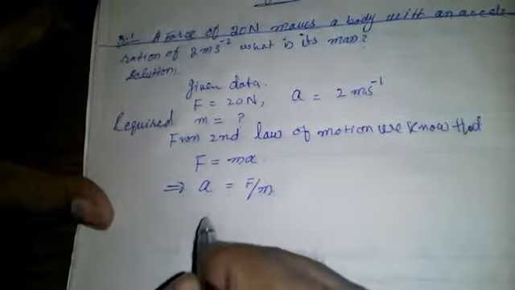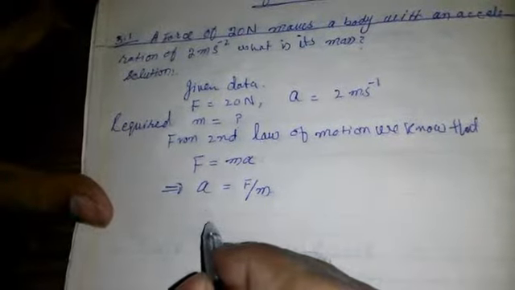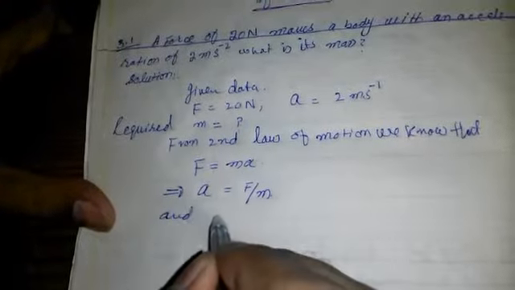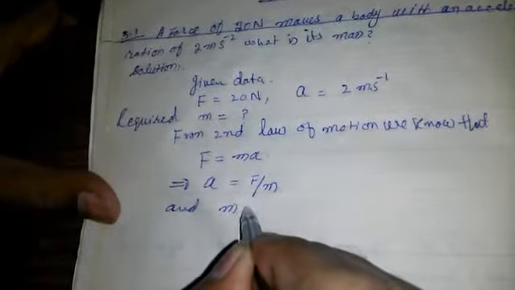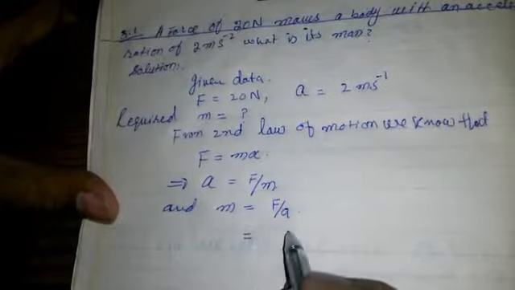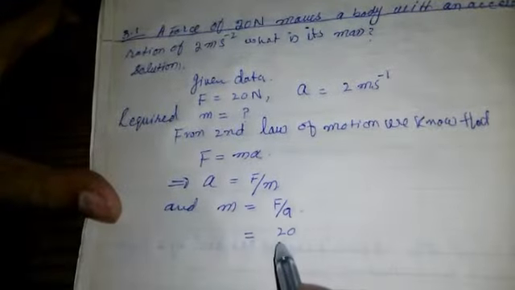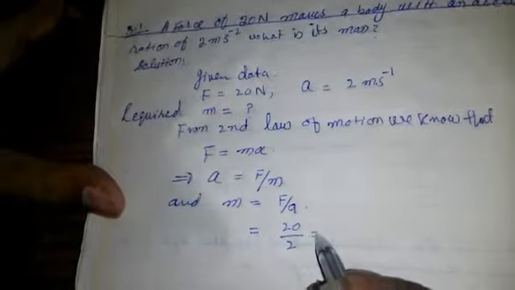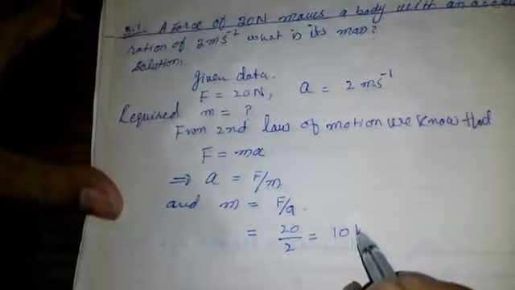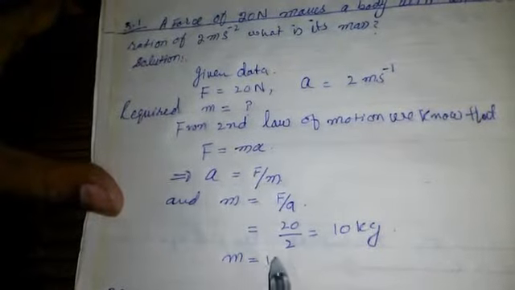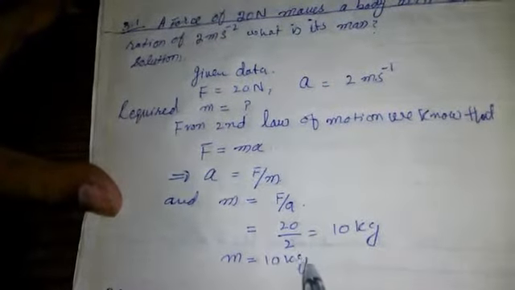And m is equal to F over a. Now putting the values, we got 20 over 2, which is equal to 10 kilogram. m is equal to 10 kilogram.